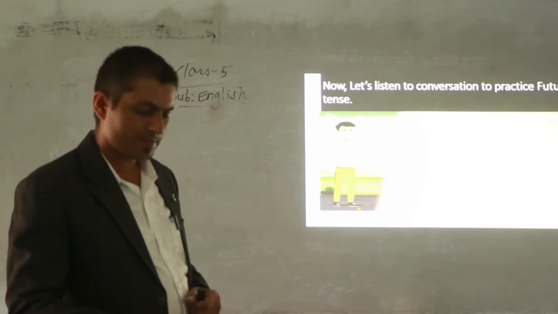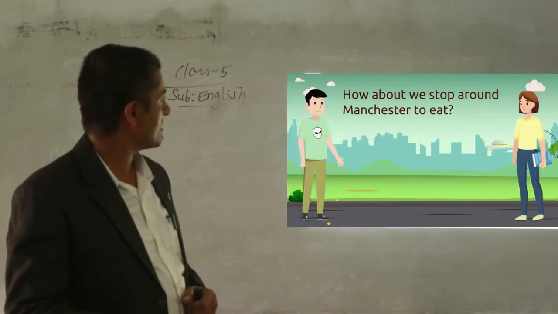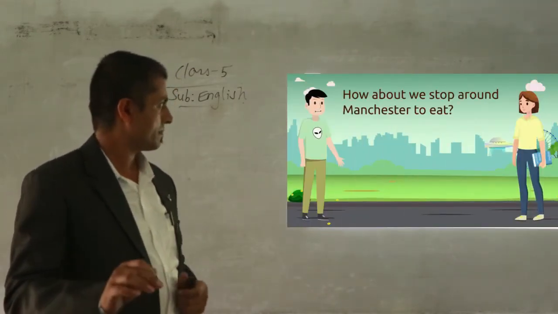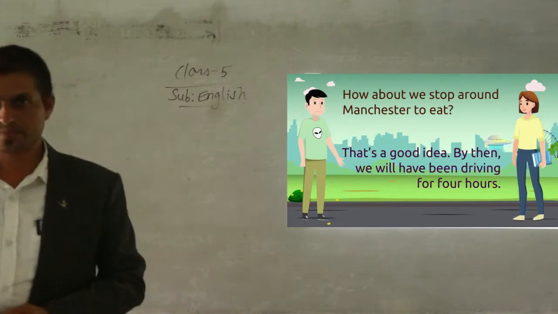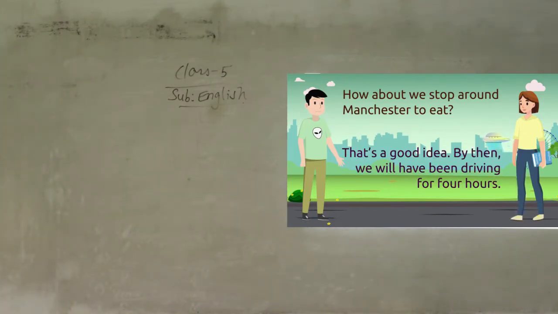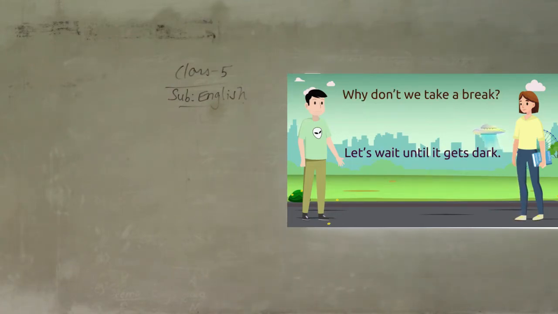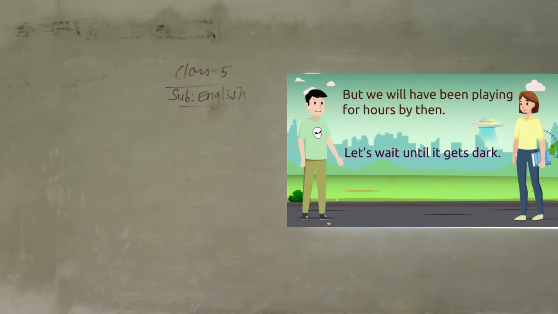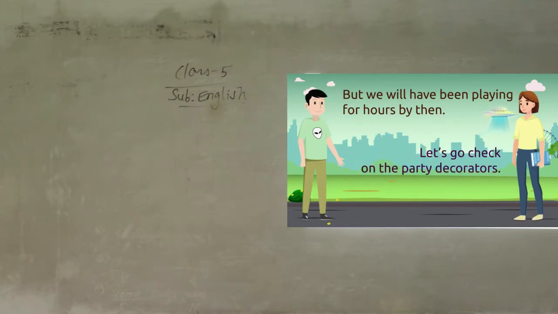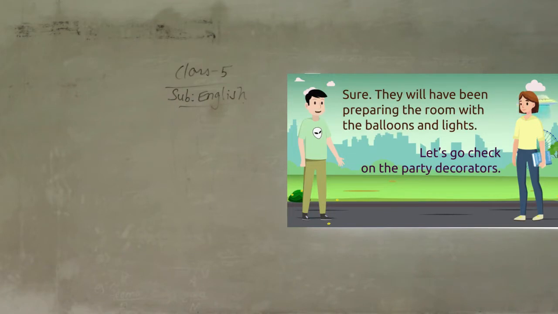Now let's go to the next. How about we stop around Manchester to eat? That's a good idea. By then, we will have been driving for 4 hours. Why don't we take a break? Let's wait until it gets dark. But we will have been playing for hours by then. Let's go check on the party decorators. Sure. They will have been preparing the room with the balloons and lights.